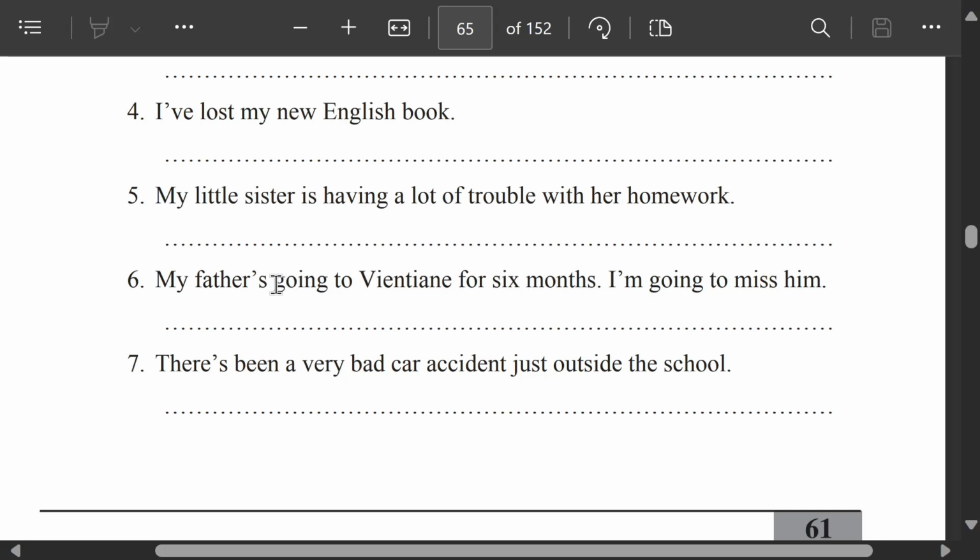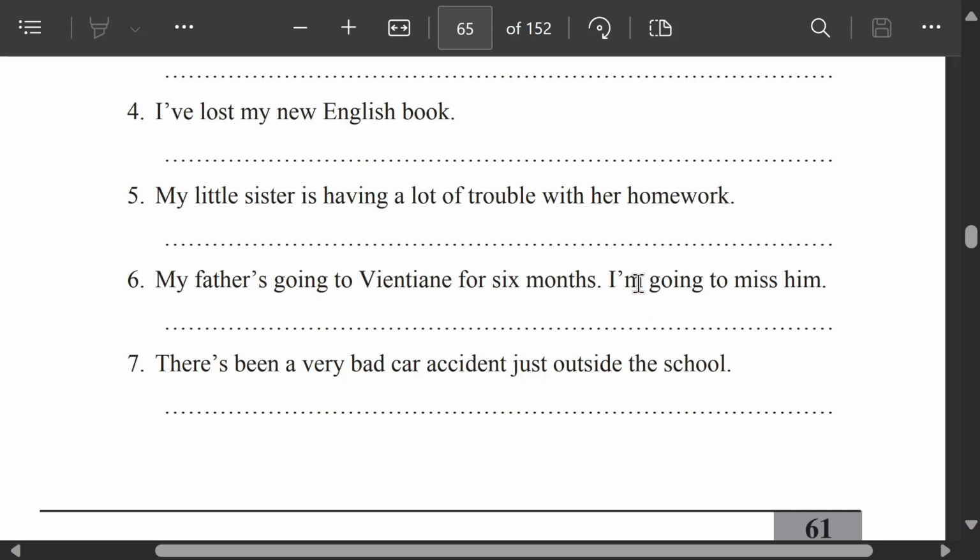My father is going to Vientiane for 6 months. So here, look at this. Is going to Vientiane. Yeah, this is in the near future. Maybe tomorrow, for example, or tonight, or maybe very soon. So he's going to Vientiane for 6 months. This means he will stay there for 6 months. I'm going to. You see? What is this? I'm?